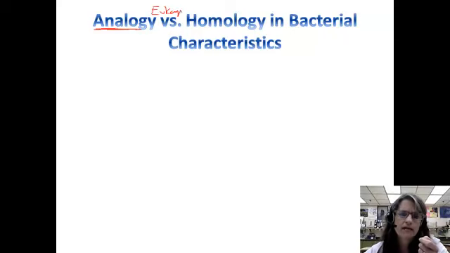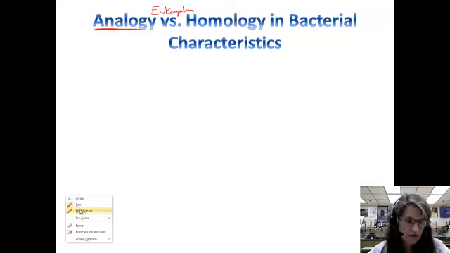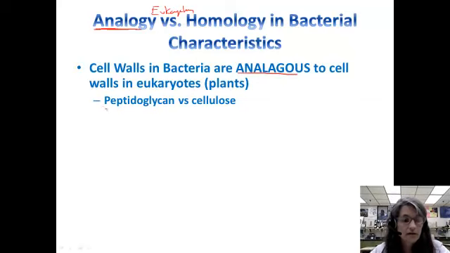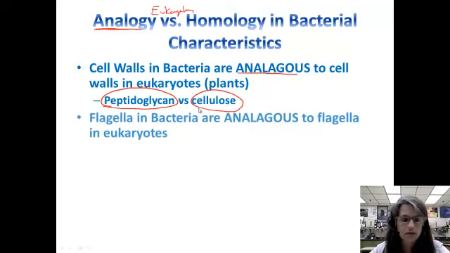Eukaryotes and bacteria have similar structures. We will find in prokaryotes and eukaryotes cell walls, for example. Plants have cell walls. Bacteria have cell walls. But these are not homologous in terms of evolution. These structures do not indicate common origin, because even though they look similar to us, they are fundamentally different. They are analogous structures. In other words, in bacteria, the cell walls are made out of a substance called peptidoglycan, which is fundamentally different from cellulose, which is what makes up plant cell walls.